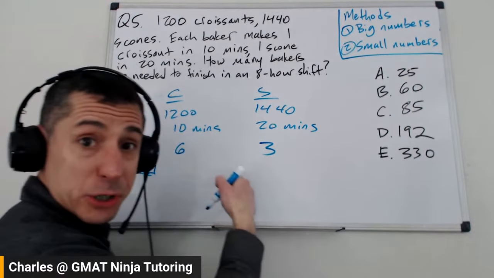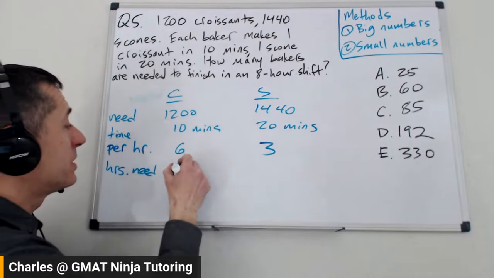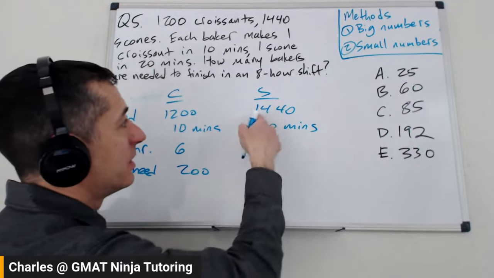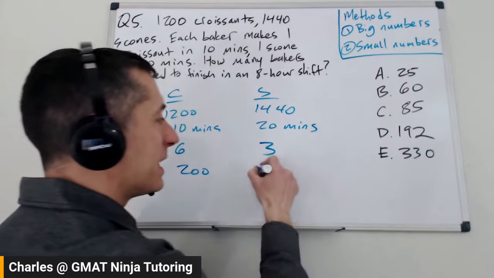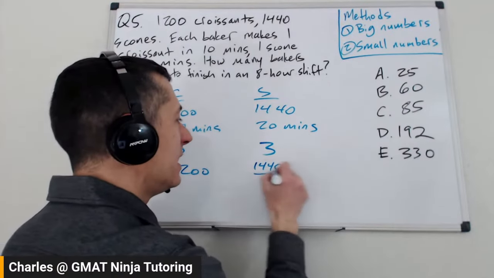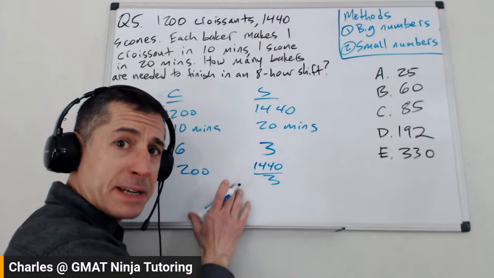Well, now I'm making numbers shrink. 1,200 croissants, six per hour, divide those out. We need 200 hours, 1440, a little bit of a messier number, but not horrible. Divide that by three. If you need to do the long division, do the long division. It's a small little thing. Do it carefully. Again, nobody's going to give you a trophy for mental math on this test.